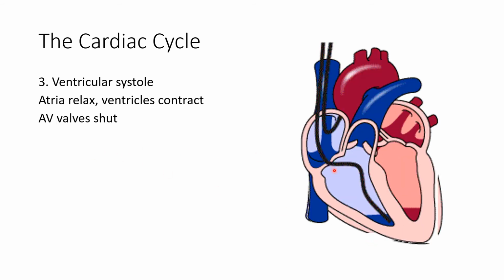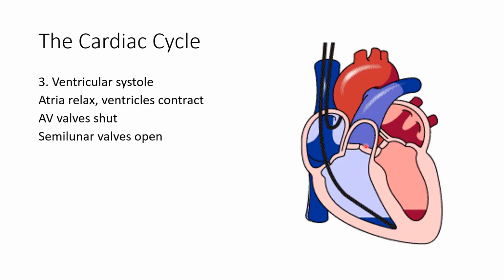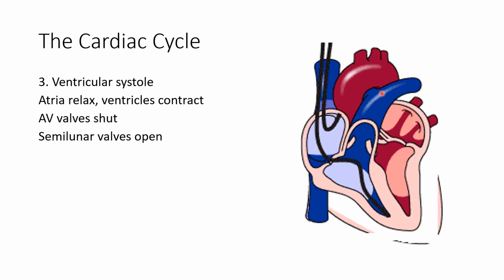The AV valves are shut at this time because as the ventricles contract, we don't want any blood flowing backwards from the ventricles up into the atria, so the tricuspid valve and bicuspid valve shut while the ventricles contract. The semilunar valves, however, open up at this time so that the blood can leave the ventricle and go out through the pulmonary artery or through the aorta.